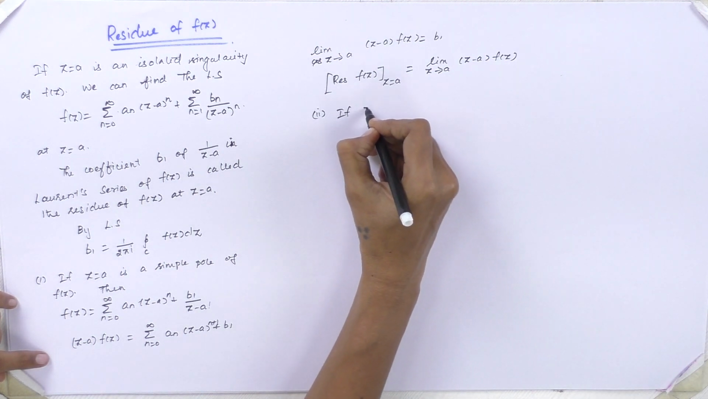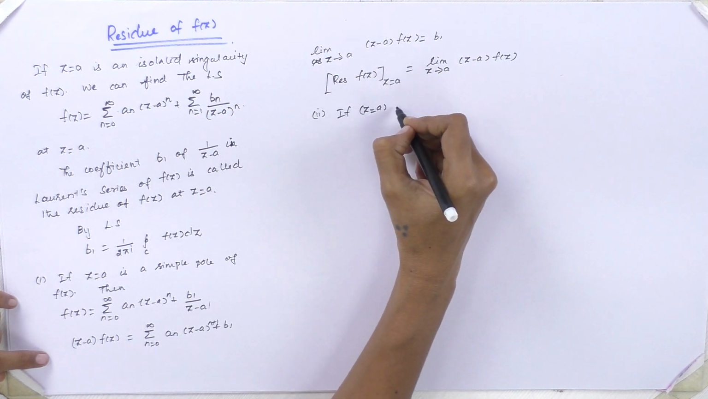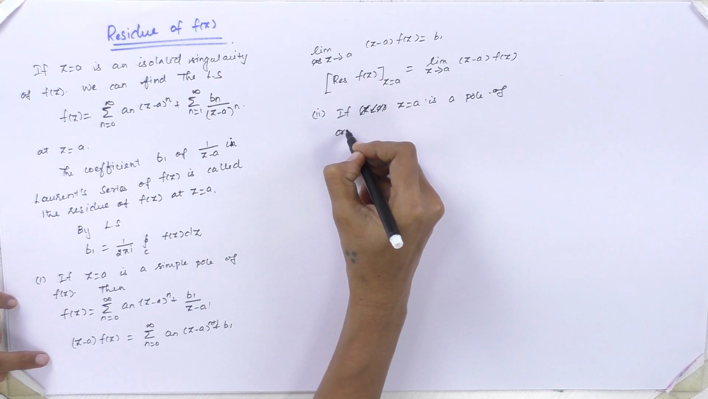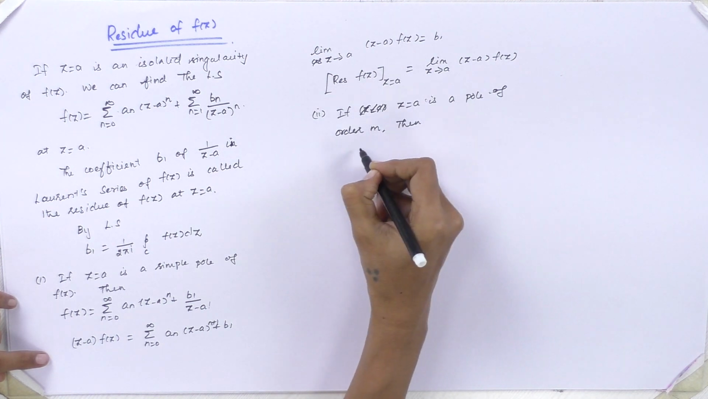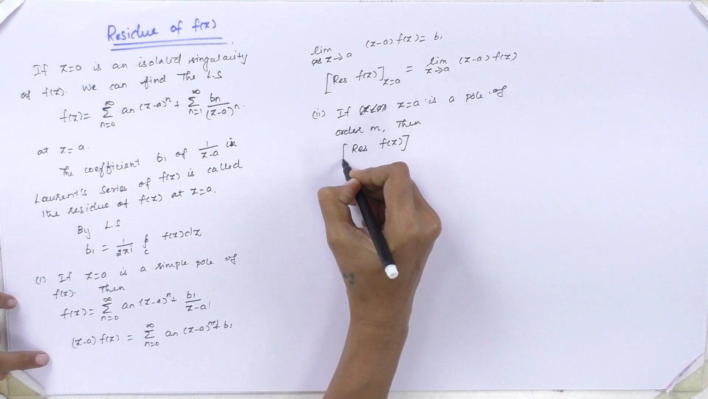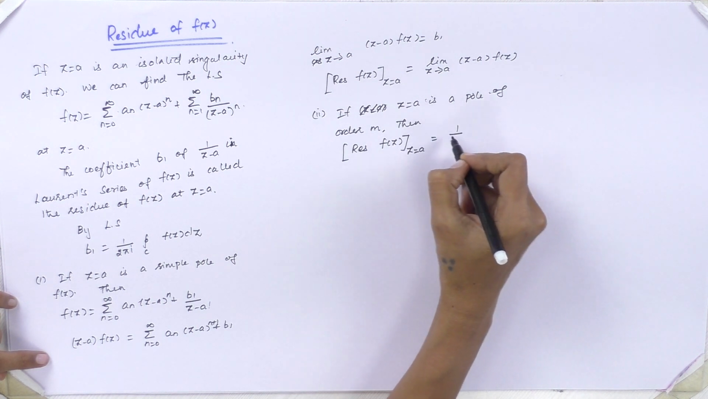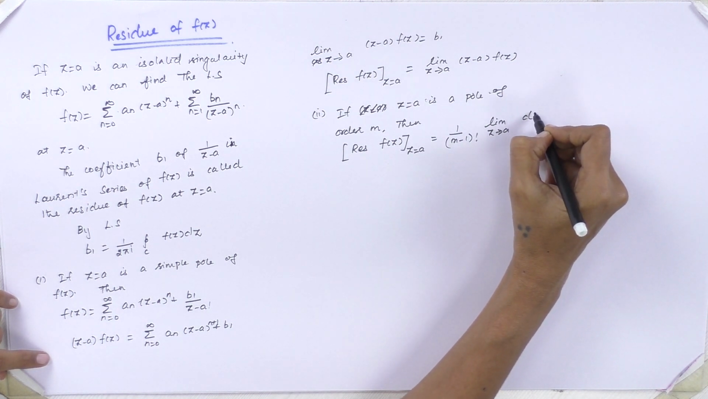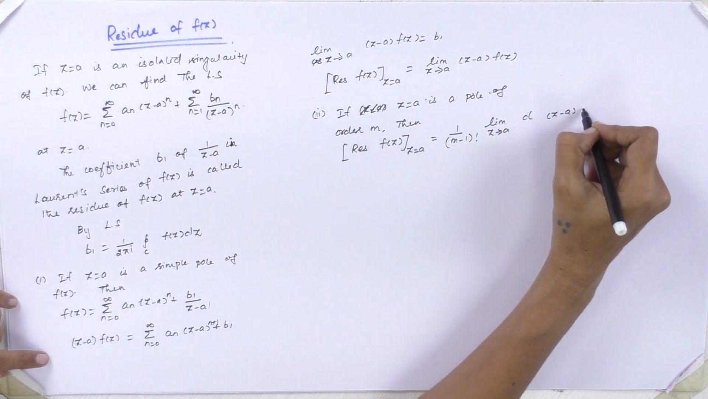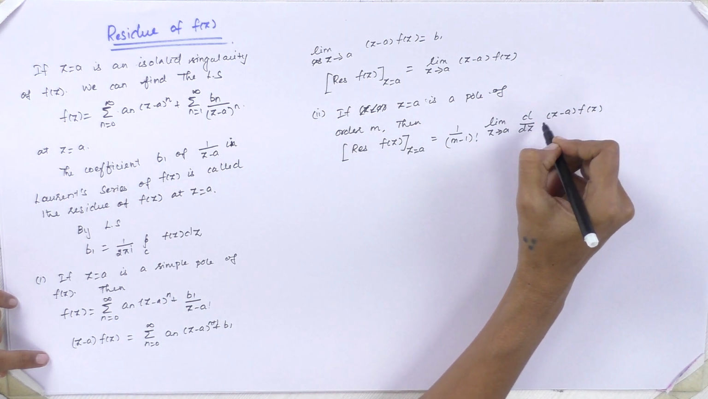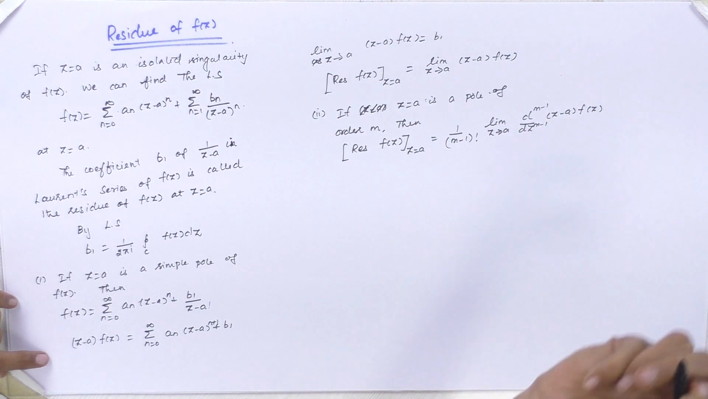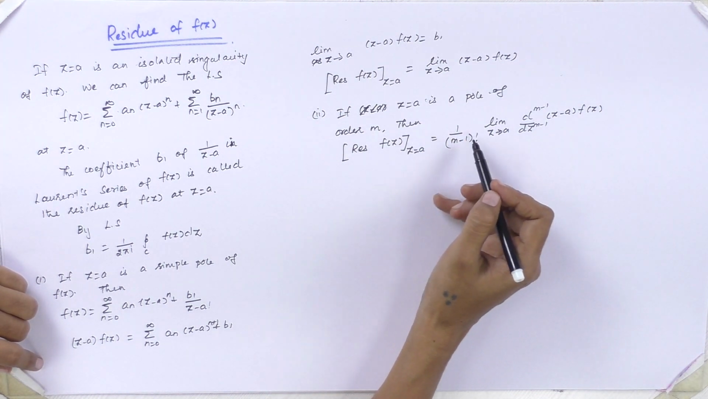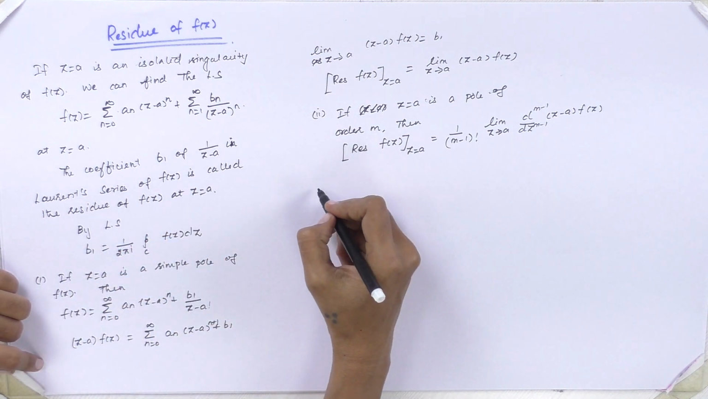So case 2: if z equal to a is a pole of order m, then the residue of f of z at the point z equal to a is 1 by (m minus 1) factorial, limit as z approaches a, of the function z minus a to the power m into f of z differentiated with respect to z, m minus 1 times. So this is the calculation if z equal to a is a pole of order m. The proof of this formula is similar to the first case. So let us solve some example problems.